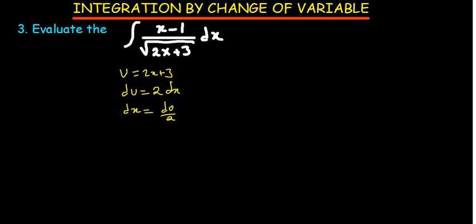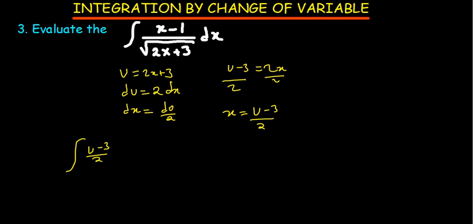So again, I'll make x subject of the formula. I'll take 3 the other side. So it will be u minus 3, and that is going to be equal to 2x. Therefore, I'll divide both sides by 2. x is going to be equal to u minus 3 divided by 2. That becomes the integral. Where there is x, I'm going to substitute u minus 3 over 2. And then that is minus 1. Okay, there's a minus 1 there. And then everything over.